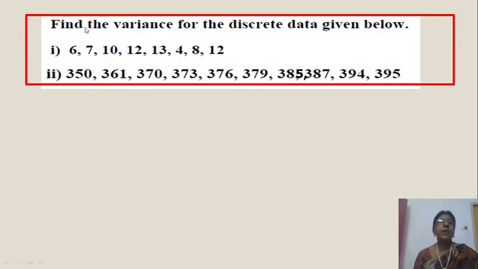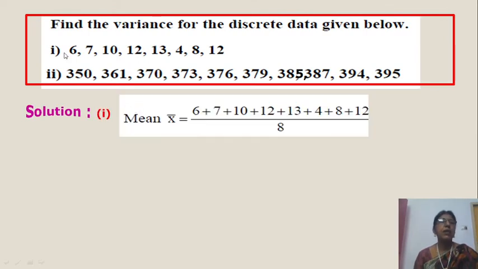See the problem. Find the variance for the discrete data given below. This is the first problem. Only x's are given: 6, 7, 10, 12, 13, 4, 8, 12. First problem, find the variance. Variance means sigma square. First you find sigma, the SD. First find SD, then take the square, you get variance. Okay. This is the second problem. First we see the first problem.